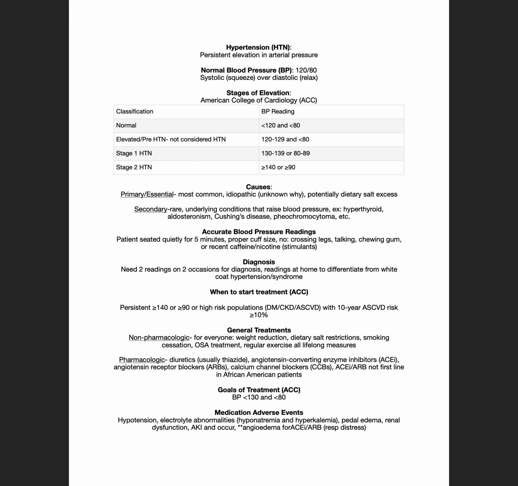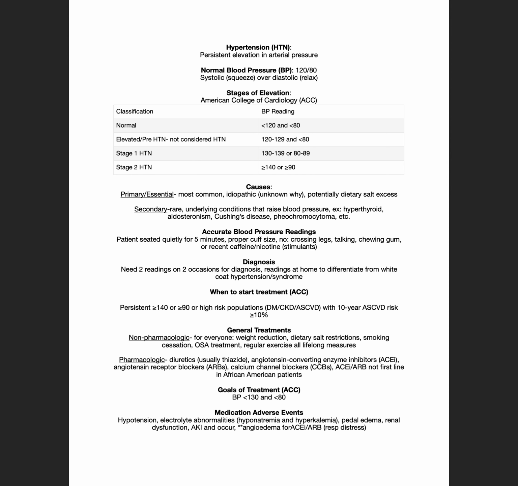This is going to be a very quick and dirty overview of hypertension or high blood pressure. So what is hypertension? It is a persistent elevation in arterial blood pressure. This does not have to do anything with the venous system or the veins. This is only regarding the arteries in the body.